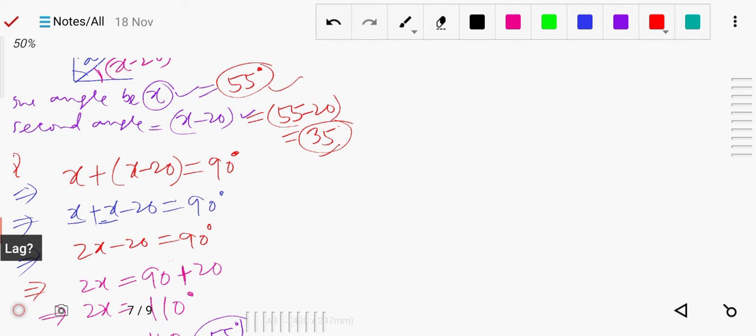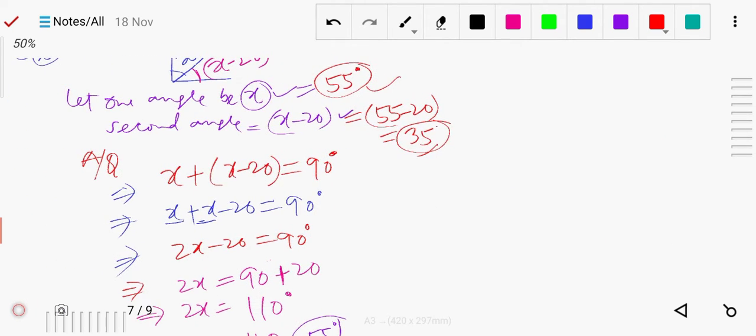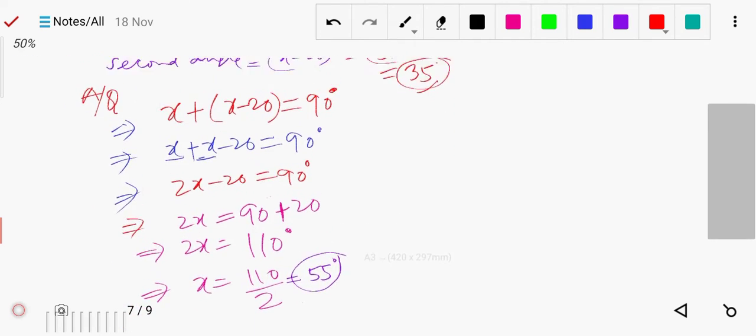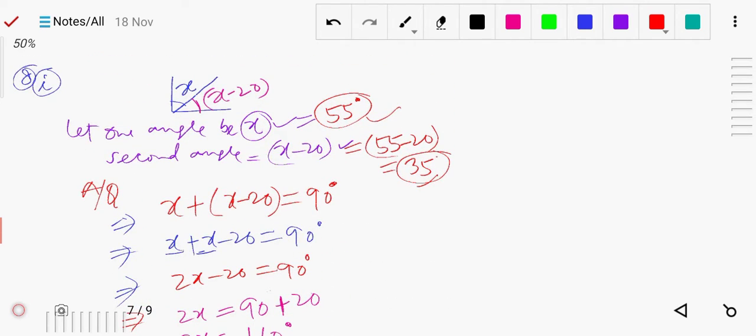Okay, so did you understand how we have solved it? Simply we wrote the angles: the first angle, and the other is less by 20, and they are complementary. So the sum of their angles will be 90 degrees, and we solved and found the value of x, and that value of x we put there.